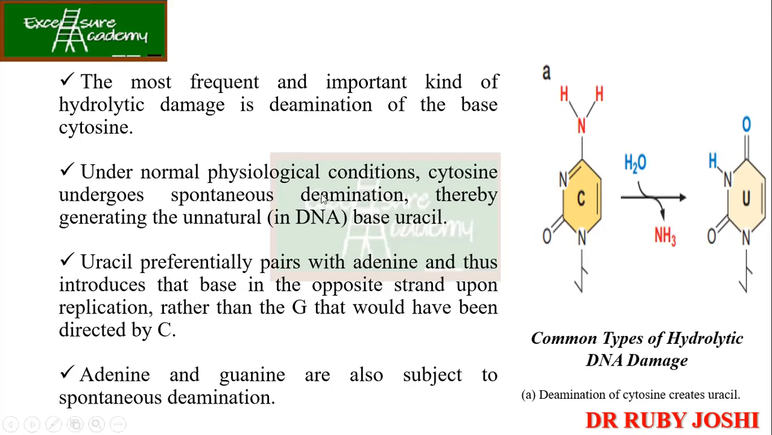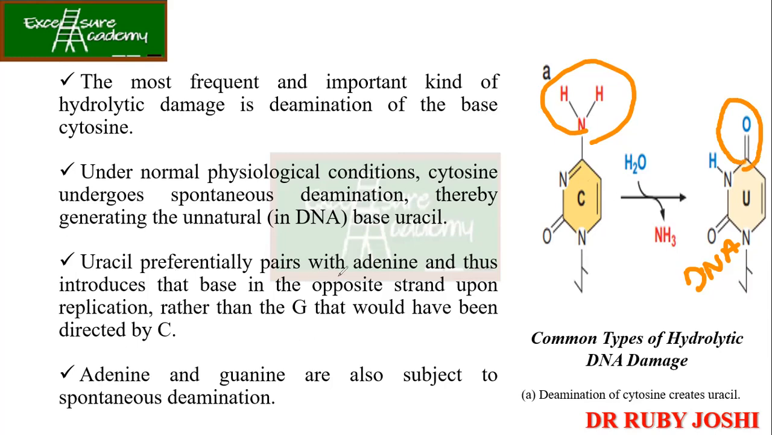So under normal physiological conditions, cytosine undergoes spontaneous deamination, thereby generating an unnatural base, uracil. Now why is it called the unnatural base uracil? Because it is unnatural in the case of DNA. U is not present in DNA, right? It is present in RNA. Now, how is this happening? Because of the hydrolytic damage, there is a removal of the amino group present on the cytosine, and because of that, uracil is formed.